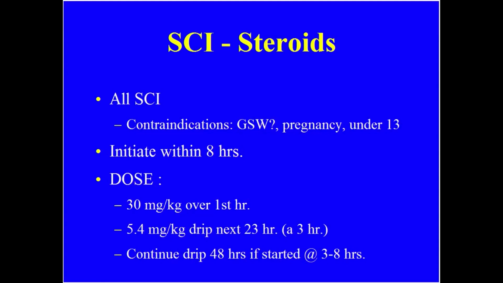It's 30 milligrams per kilogram dripped in over the first hour. Or a good way to remember it in your typical 70-kilogram man is 2 grams. Then 5.4 milligrams per kilogram drip for the next 23 hours if you start it in the first 3 hours after spinal cord injury. If you don't get to the patient in the first 3 hours, so you're only getting to the patient between hour 3 and hour 8, the NASCIS 3 protocol says that you should continue the drip now for 48 hours, not just 23 hours, or I guess 47 hours.